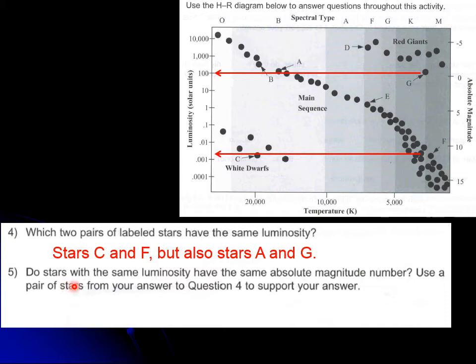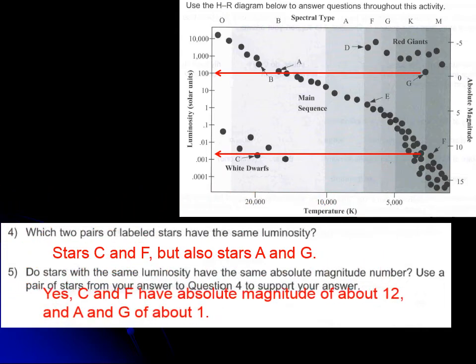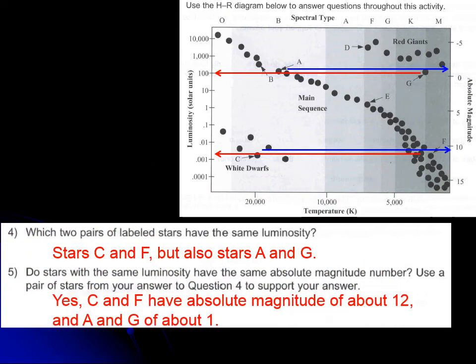Question 5. Do stars with the same luminosity have the same absolute magnitude number? Well, we can check A and G. If we go to the absolute magnitude scale, which is this one here, we see that both of them correspond to somewhere around there, like 1 or 2, whereas C and F have the same absolute magnitude, somewhere around there, like 11 or so. So the answer is yes.